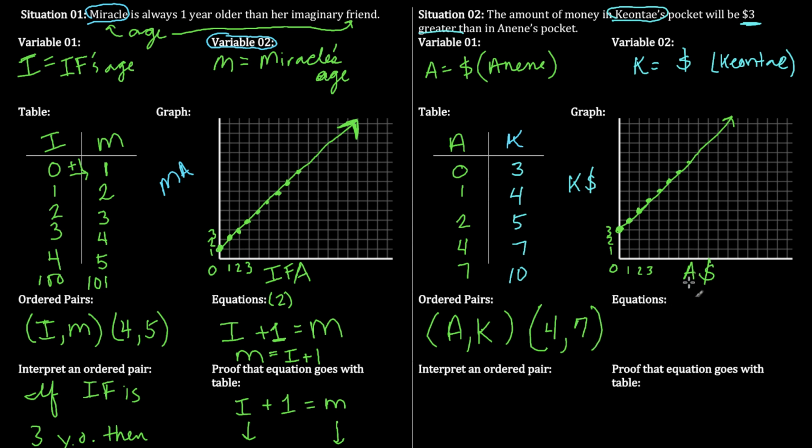Let's go ahead and write our 2 equations. So if we take Nene's money, and Keontae has $3 more, so when we add 3 like that, we should get Keontae's money. So it would be Nene's money plus $3 will give me Keontae's money. We can also say that Keontae's money is equal to Nene's money plus 3. I want you to write both.